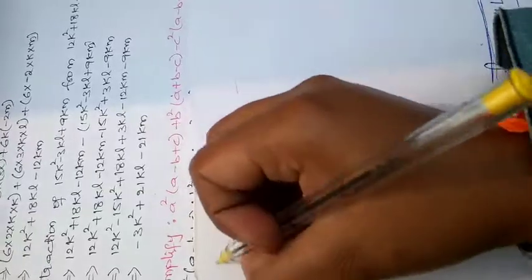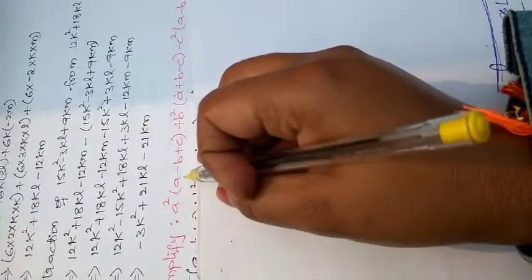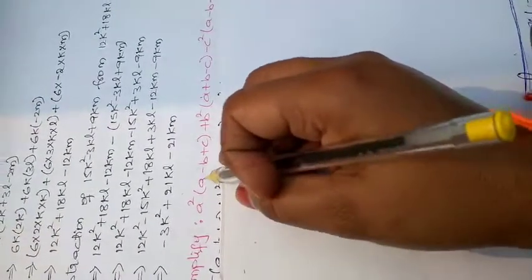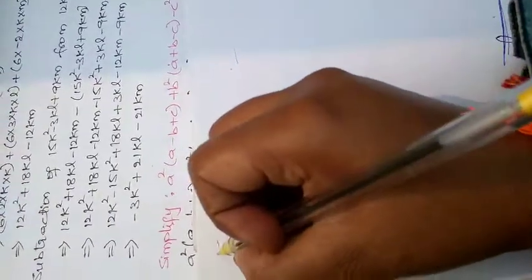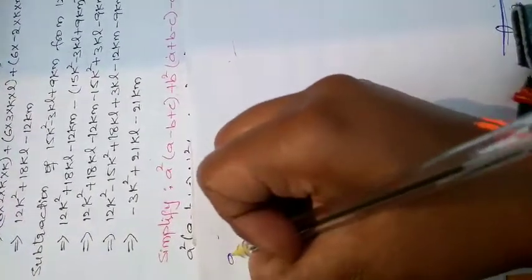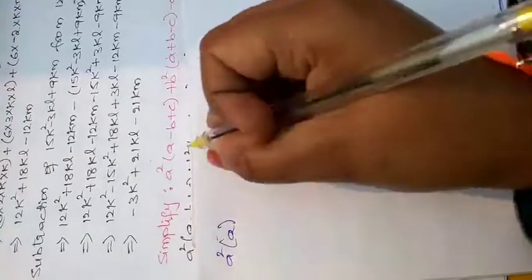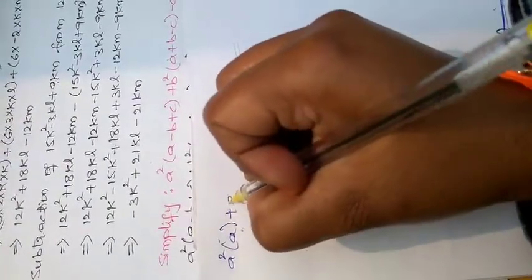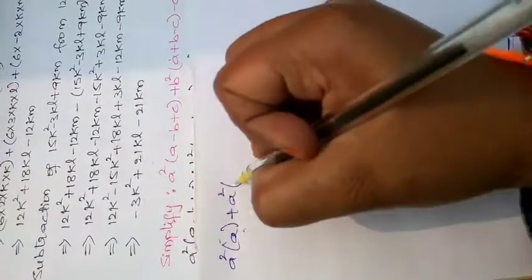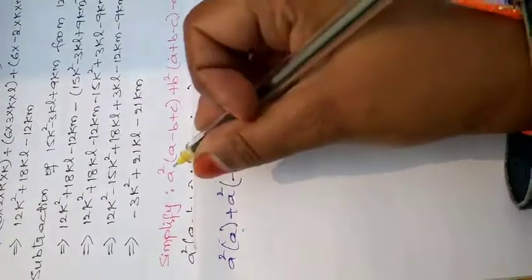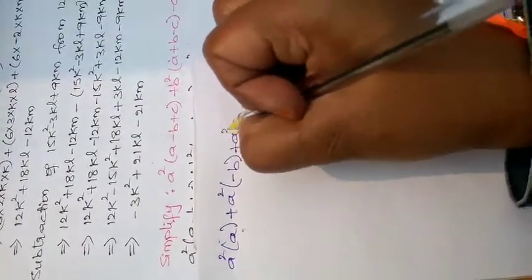A square, this is distributive property, right? So I'll distribute this one to all three of them. So a square into a, next plus a square into minus b, so write minus b, next plus a square into c.